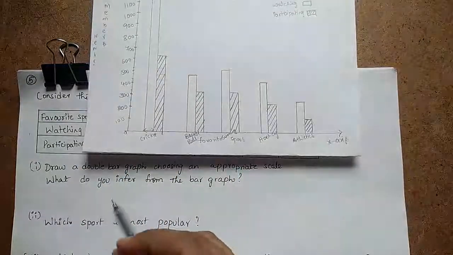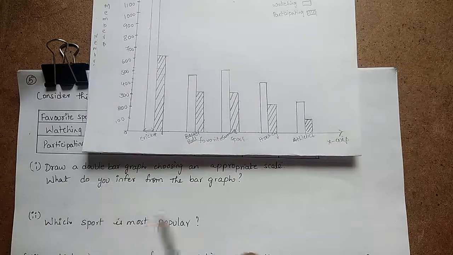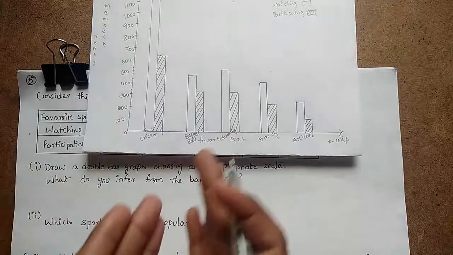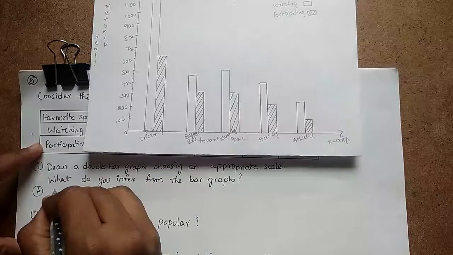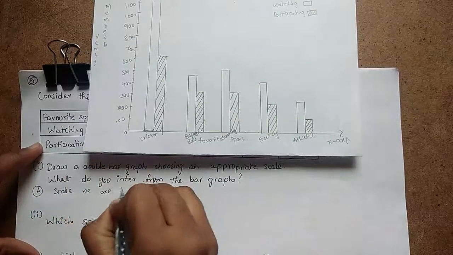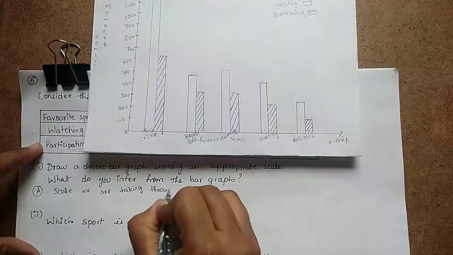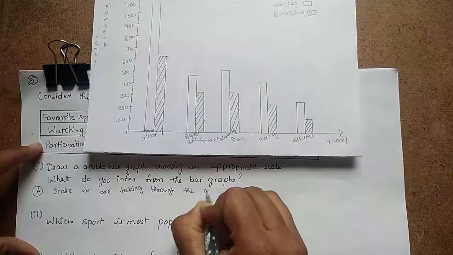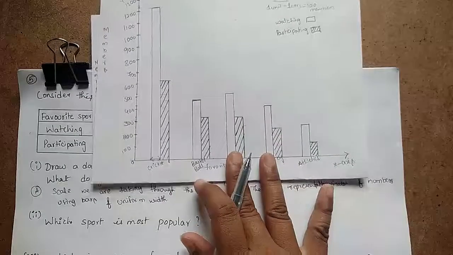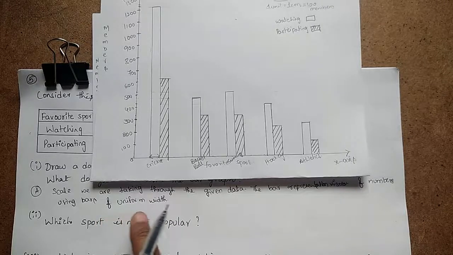The question was how we are drawing a double bar graph with a scale, how we are choosing a scale relevant to the data. So that was the answer they are asking. The scale we are taking through the given data. So the bar graph is a representation of numbers using bars of uniform width.